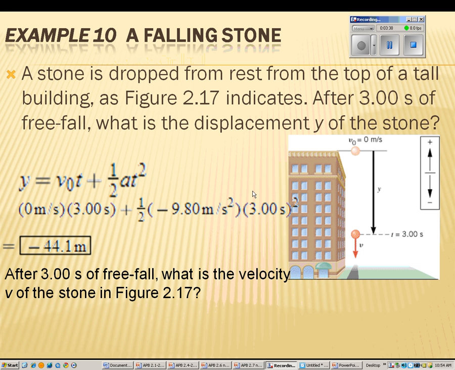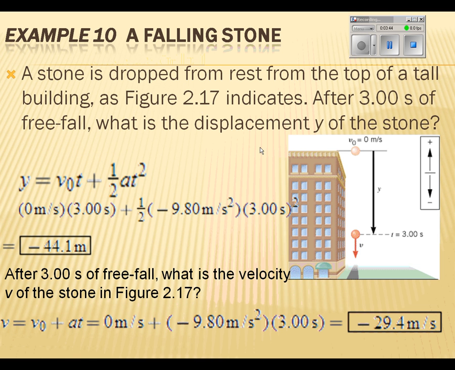Now, after 3 seconds of free fall, I want to know what the velocity v of the stone is in figure 2.17. You can go ahead and use the equation v equals v0 plus a t. Plug in your values and you should come up with an answer of negative 29.4 meters per second. Or if you use acceleration as being negative 10 meters per second squared, you'll end up with negative 30 meters per second.